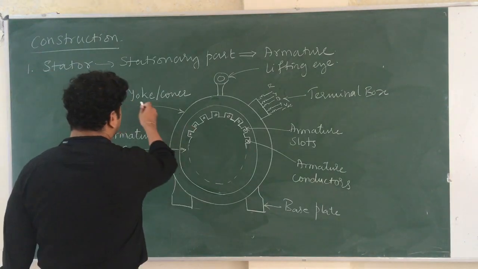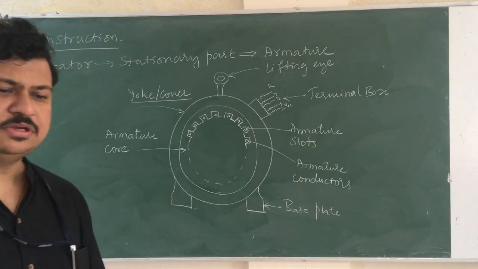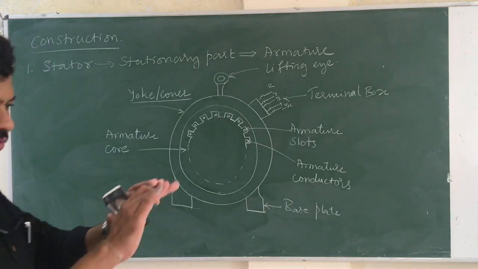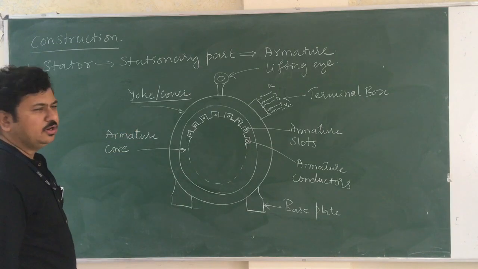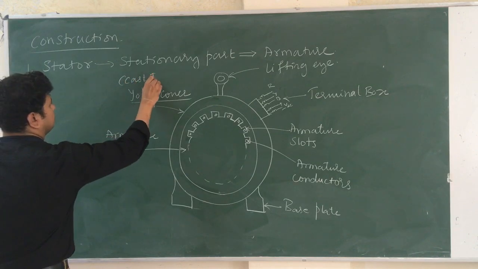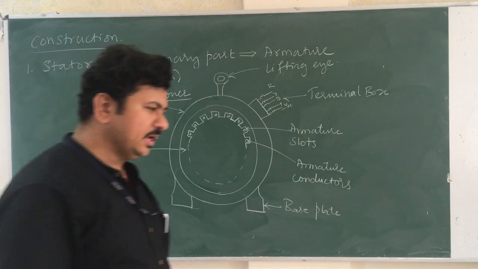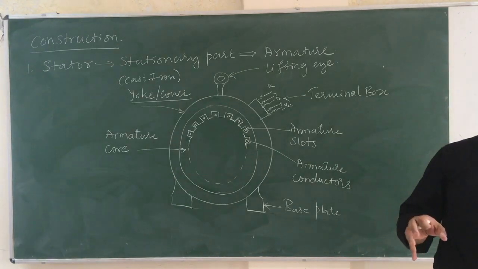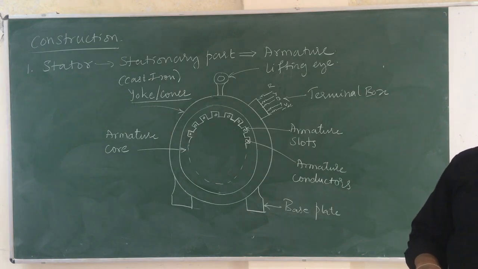So this is called the yoke or cover, which you see when you look at any electrical rotating machine. The outer cover is called the yoke, and it is made up of cast iron. Cast iron is very hard and brittle. Whenever any mechanical impact occurs on it, it won't bend. Sometimes it may break.